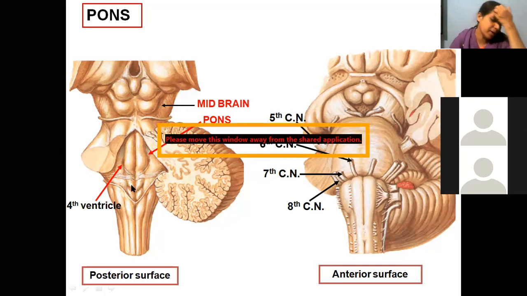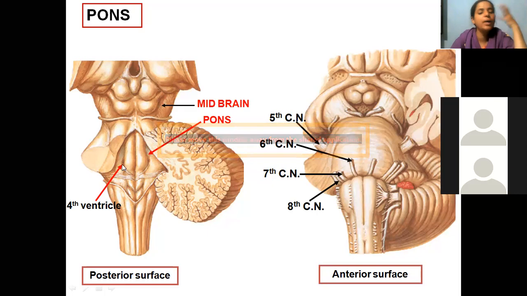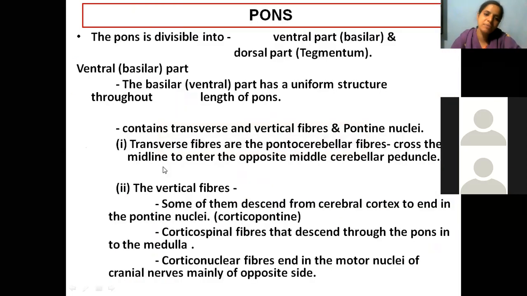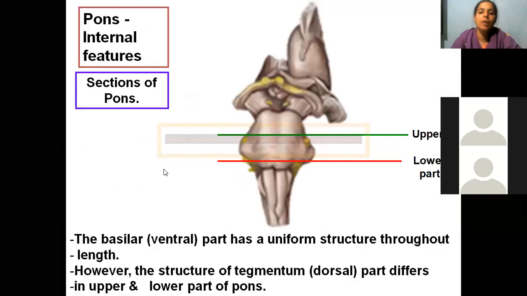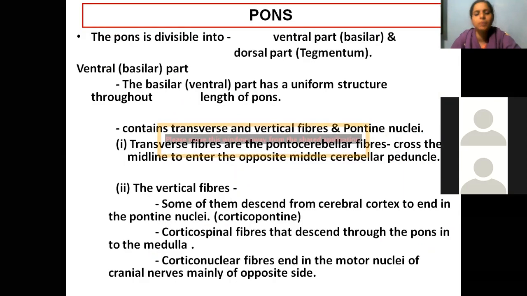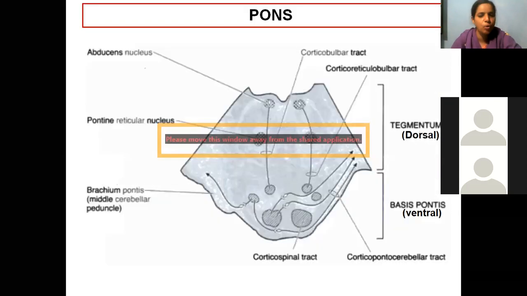So what do we find here? We find there is a midline central sulcus. These are facial colliculi. This is the superior fovea, and this area is the vestibular area. Whatever labelings we have studied for floor of fourth ventricle, the same thing you write here, 100% same points.